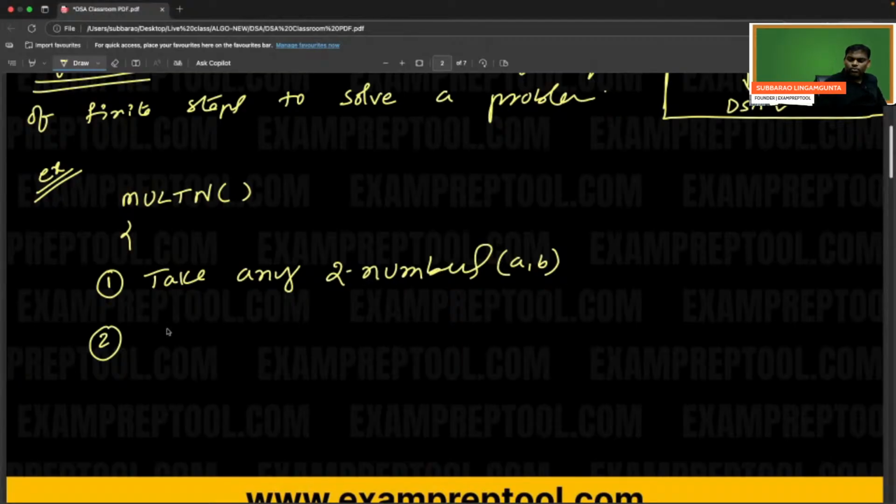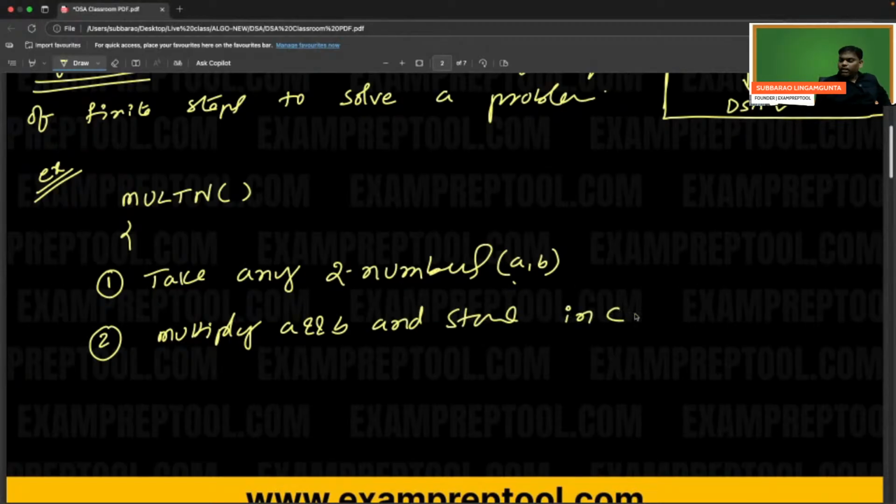No objection. Sir, I don't know any language, sir. Just learn one language. Right? So take any 2 numbers, A and B. So second step. See the second step. Multiply A and B and store in C. That is the second step.